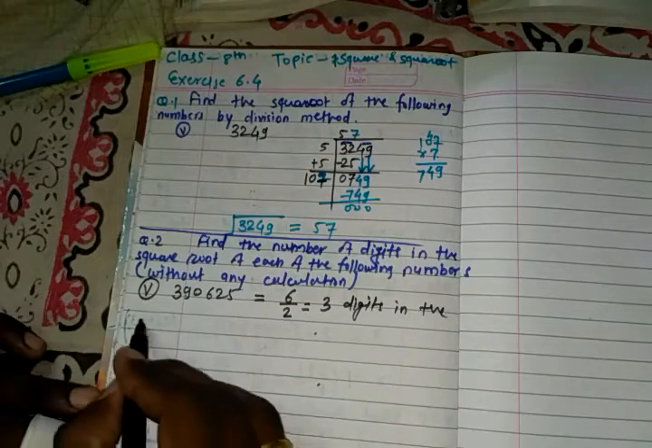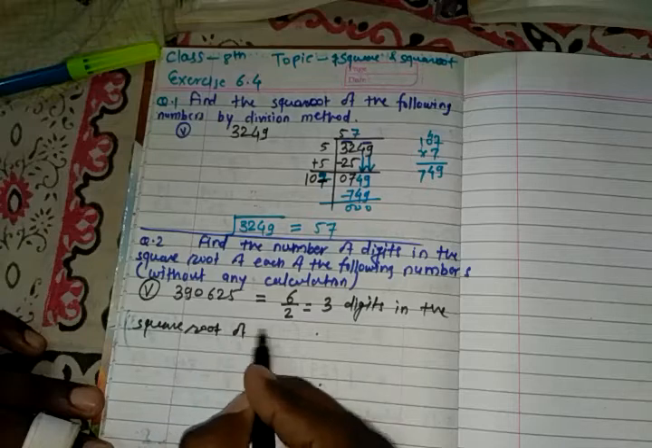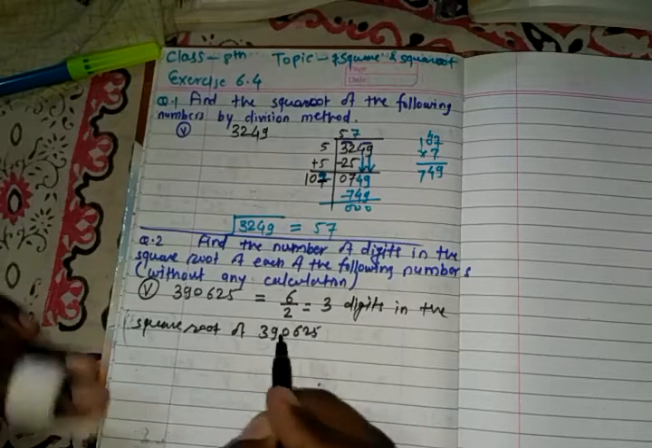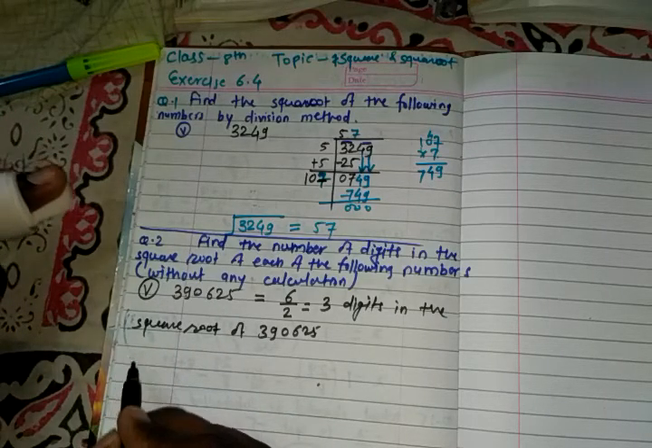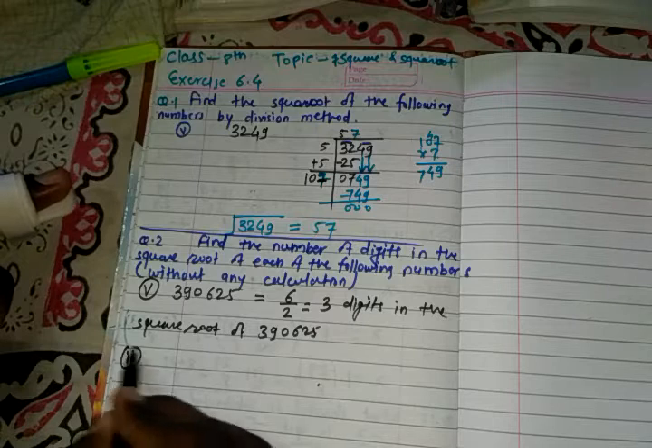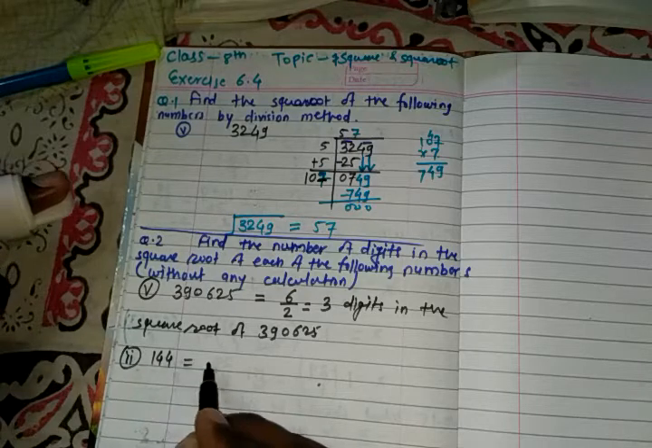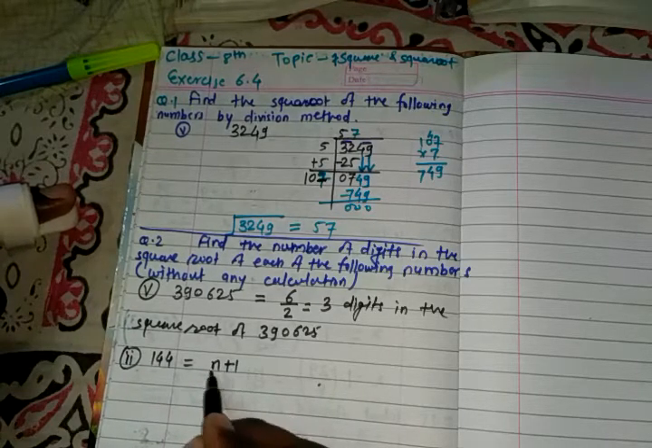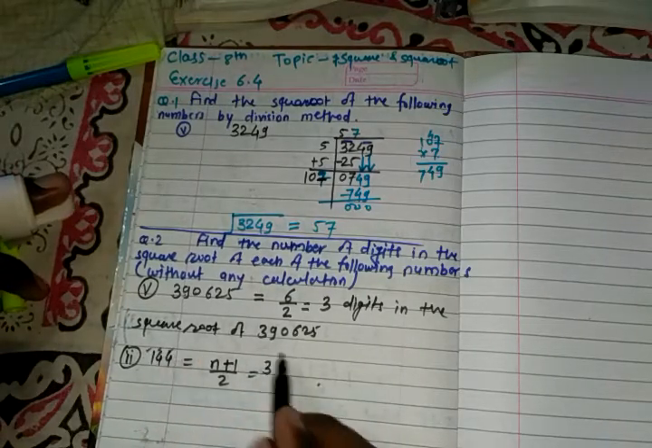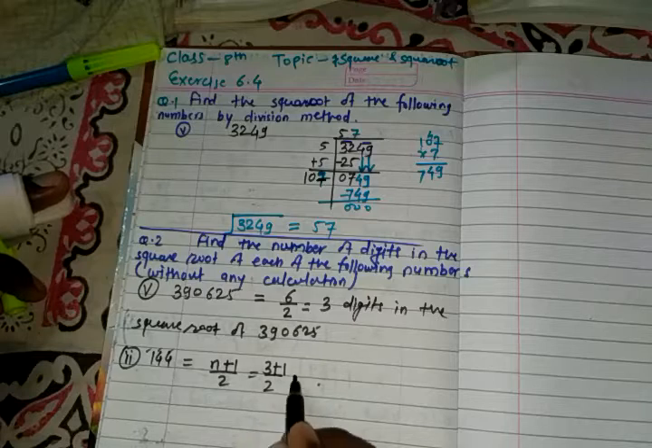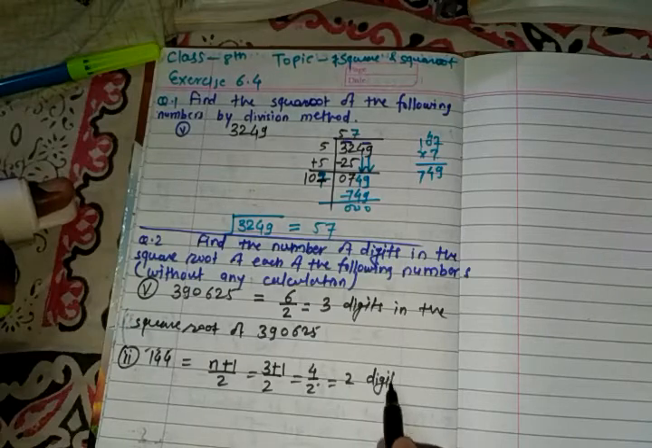in the square root of 390625. But here the number of digits is even. What happens when the number of digits is odd? Suppose I am taking the second problem. In that we have to take the number of digits plus 1, upon 2. So the number of digits, how many? 1, 2, 3. So we have to add 1, by 2. So 4 by 2. So the answer is 2 digits, right?